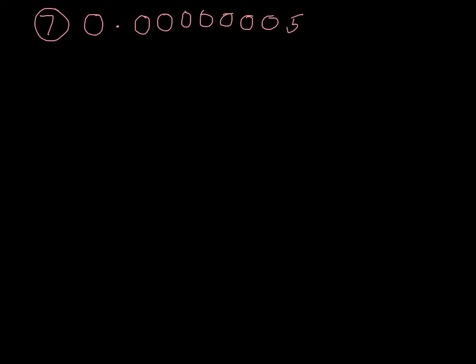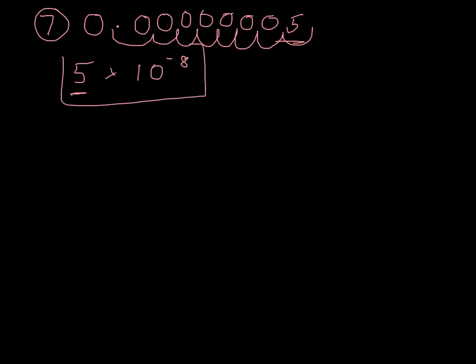Now this one's easy because we only have one number, so I know I need to write 5 times 10. I'm going from 5 to .000 00005, a teeny baby little number, so I know my exponent's going to be a negative number. Now I need to figure out how many spots I need to move. 1, 2, 3, 4, 5, 6, 7, 8 spots. So my answer is 5 times 10 to the negative 8th power.